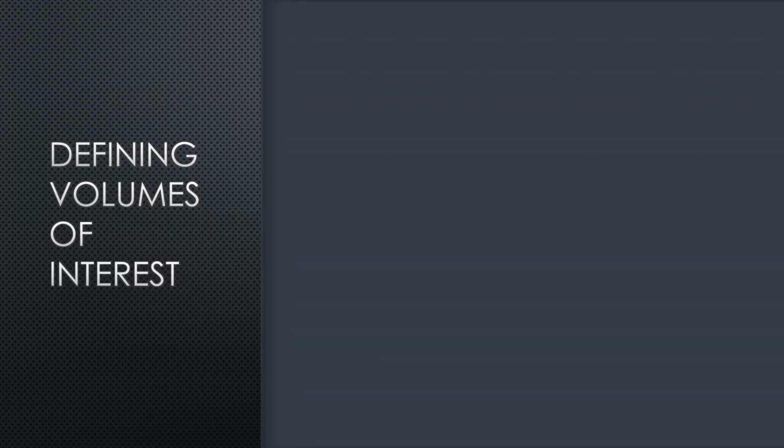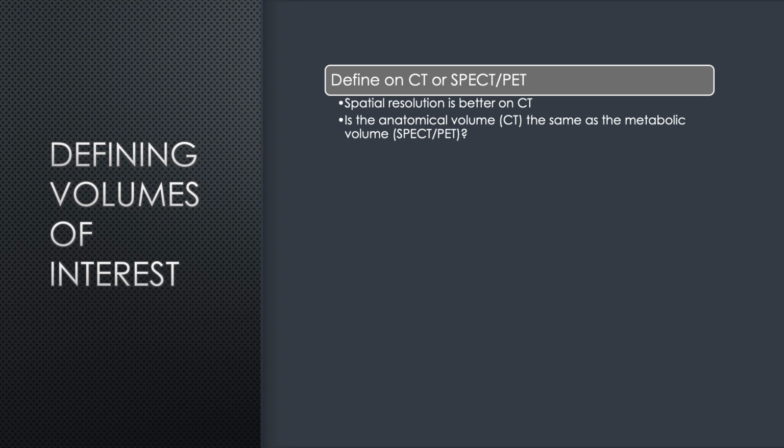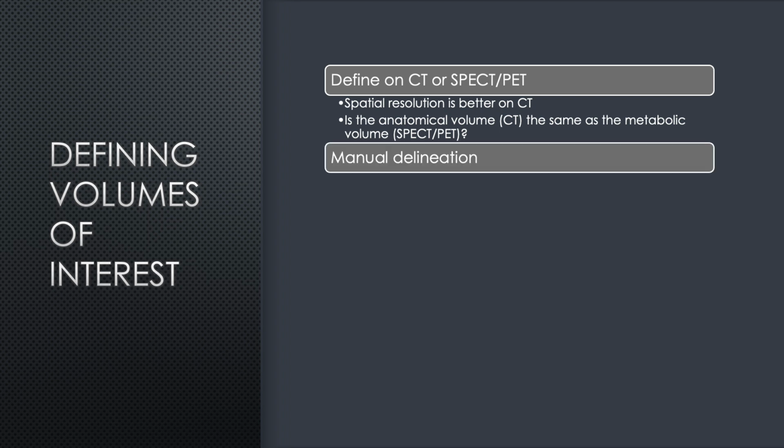So how do we define the volumes of interest? We can define it on CT or SPECT or PET. We know that CT obviously has better spatial resolution than PET and SPECT, but the challenge is whether the anatomical volume we see on CT matches that we have metabolically on SPECT and PET. Sometimes that will not be the case.